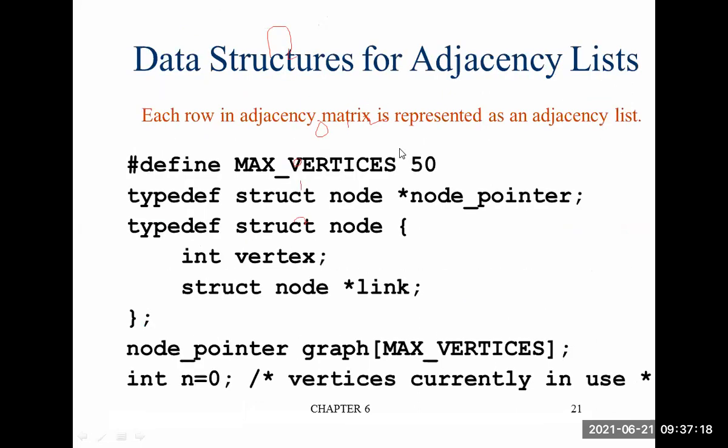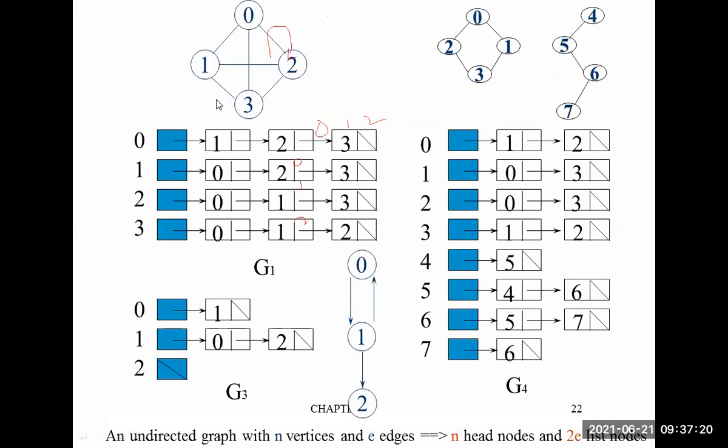Okay, then we move to the adjacency list. Here 0 has 1, 2, 3. In last we represent with null. For this graph, this is the representation.